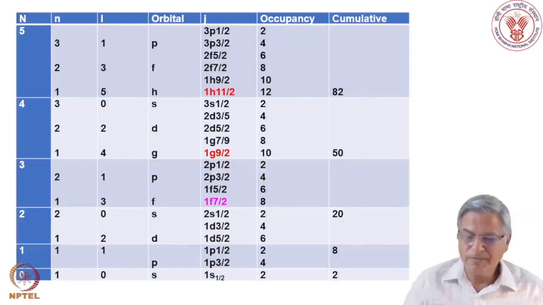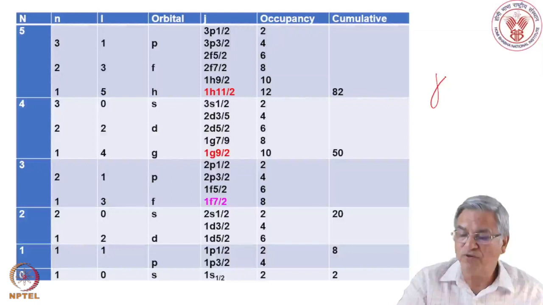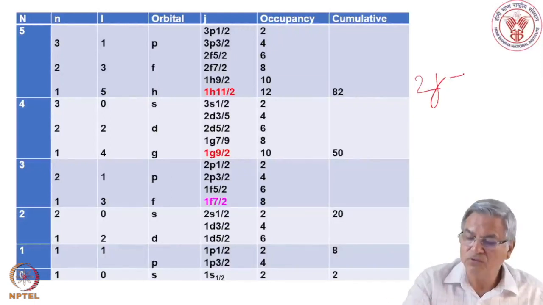Now you can see here that we have a J state arising from L plus half or L minus half, and the occupancy of this is 2J plus 1.